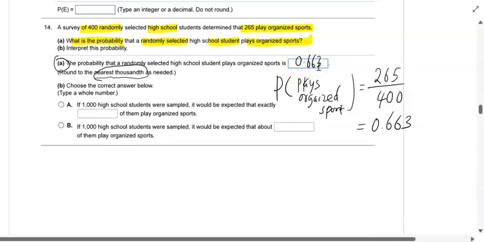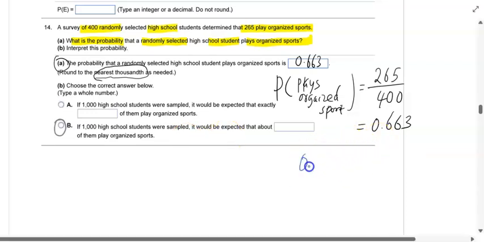0.663. And part B is pretty much to interpret the probability. What do you mean by 0.663 probability here? That's the question. And the answer must be B. In other words, if 1000 high school students were sampled, it would be expected that about, you have to put the number in the box, of them play organized sports.